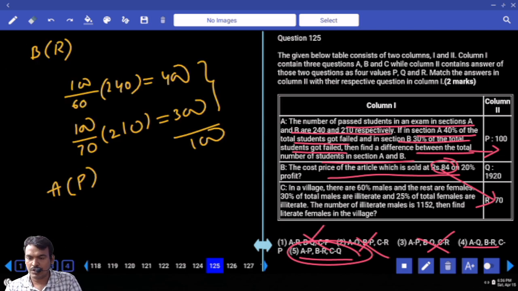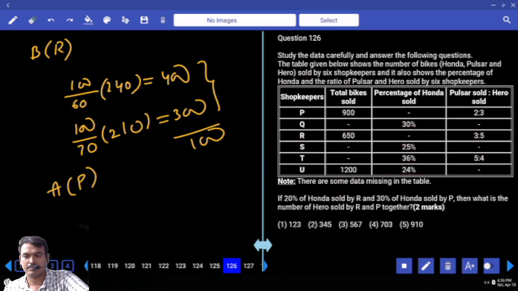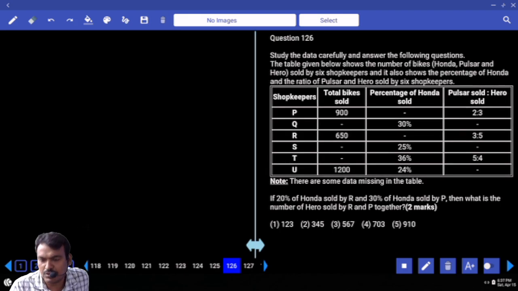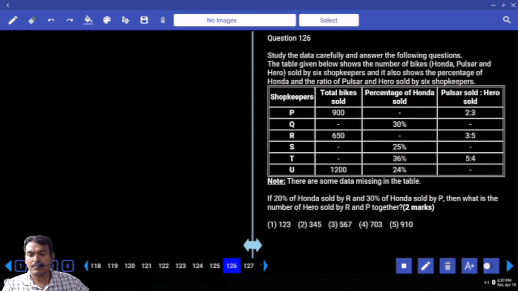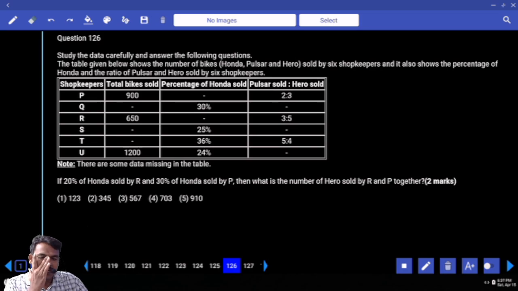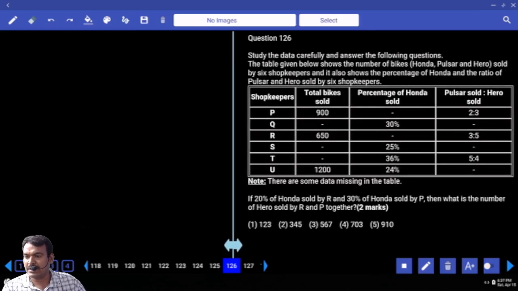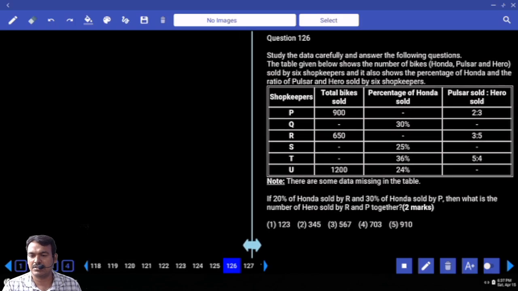Next, question number 126 to 130. Missing data in the table is given. The table given below shows the number of bikes Honda, Pulsar and Hero sold by 6 shopkeepers, and also shows the percentage of Honda and the ratio of Pulsar and Hero sold by shopkeepers. For shopkeeper P, how many bikes are sold in total? 900. In that, some are Honda, the remaining are Pulsar and Hero.